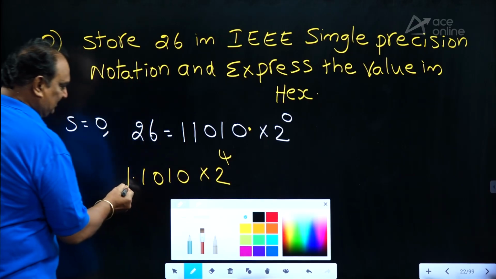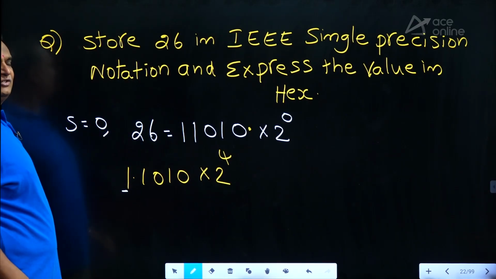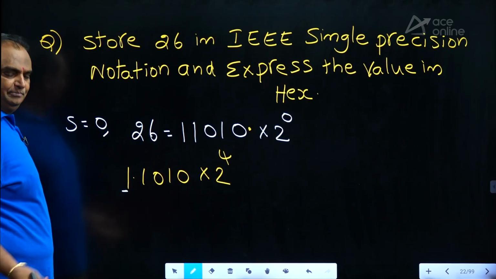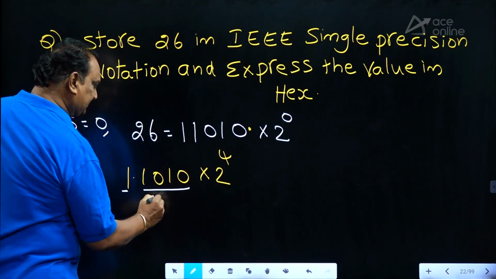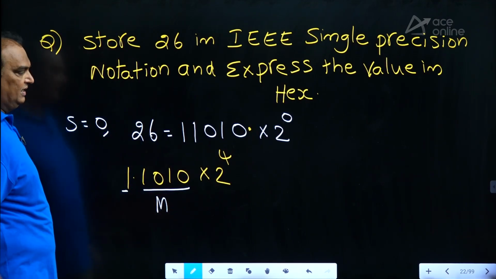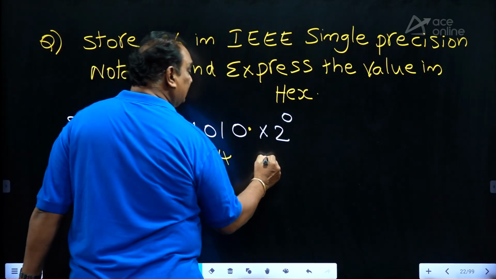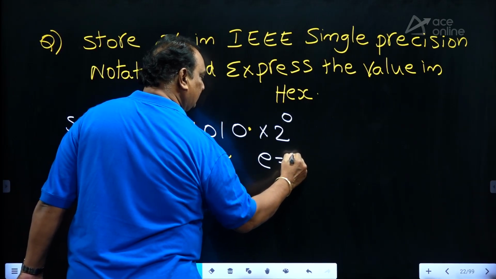Already we know the name of this bit: hidden bit. Hidden bit means no space is needed in the register. Next, what is the name of this? Mantissa. Next, what about this one? Exponent means true exponent. It is nothing but 4.